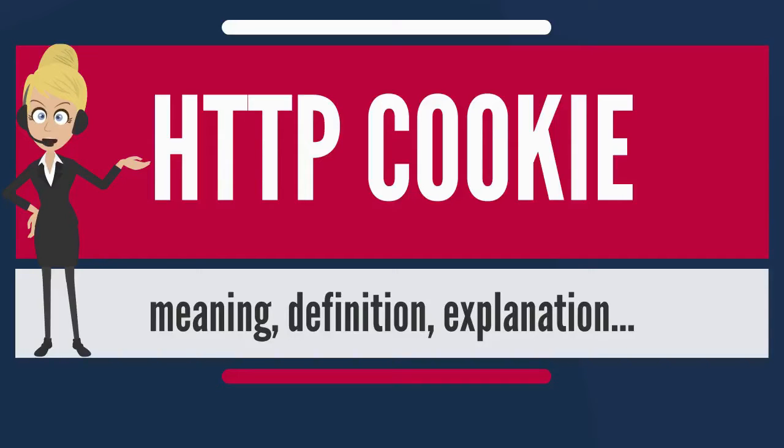The security of an authentication cookie generally depends on the security of the issuing website and the user's web browser, and on whether the cookie data is encrypted. Security vulnerabilities may allow a cookie's data to be read by a hacker, used to gain access to user data, or used to gain access with the user's credentials to the website to which the cookie belongs. See cross-site scripting and cross-site request forgery for examples.